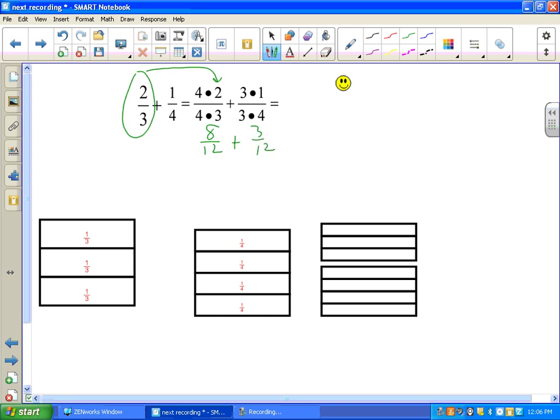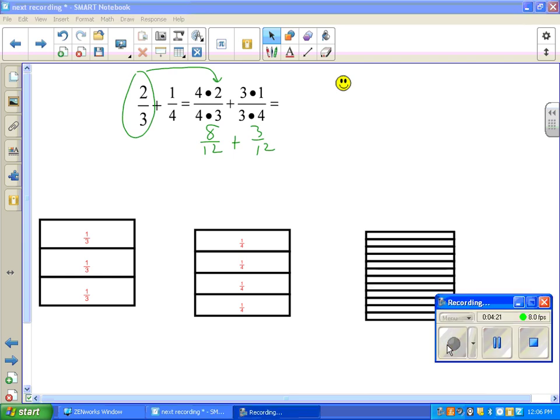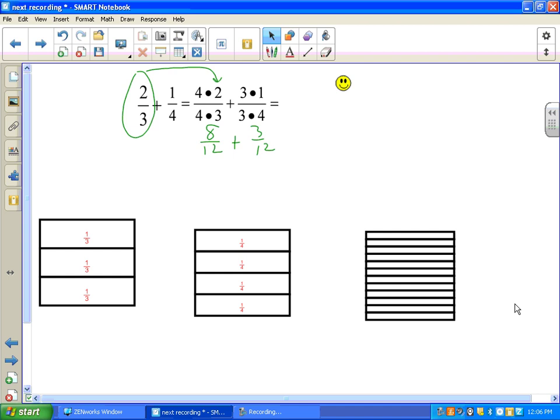So let's take a look at these pieces over here. I just changed the square. When I hit pause, I changed it into a square that's divided into 12 pieces because my denominator is 12. This says cut it into 12 pieces. That's what a denominator means. So the first thing is that I take 2/3. So I'm going to take 2 of these, line them up with the other square.